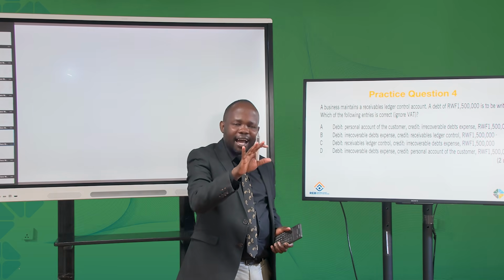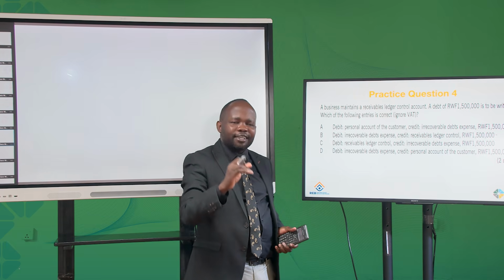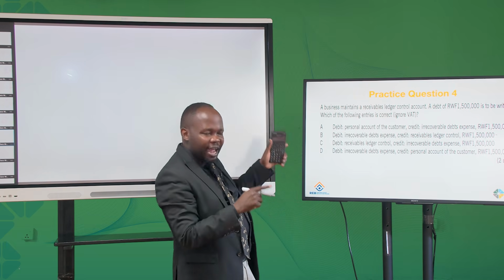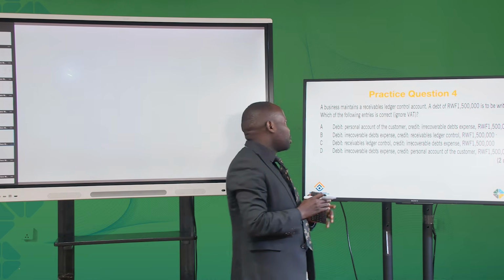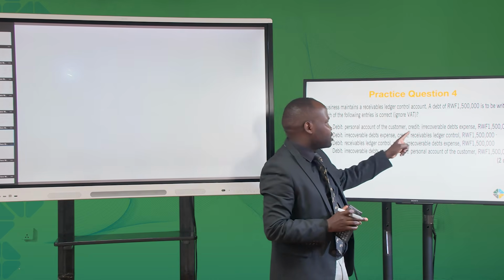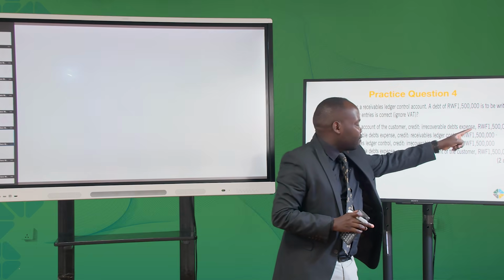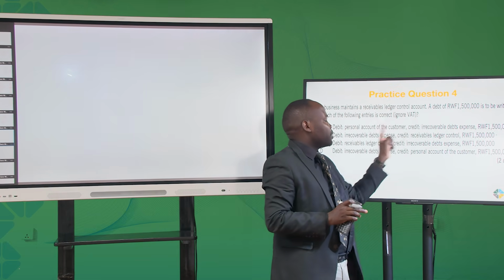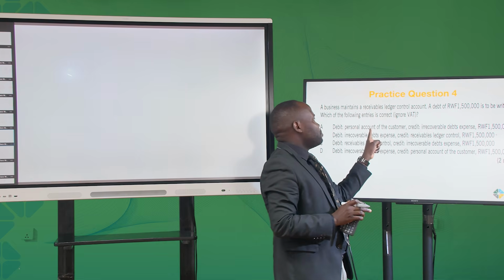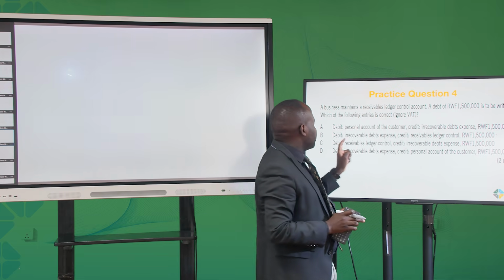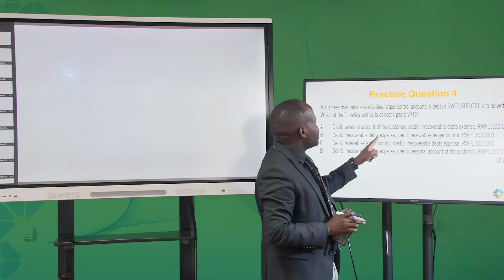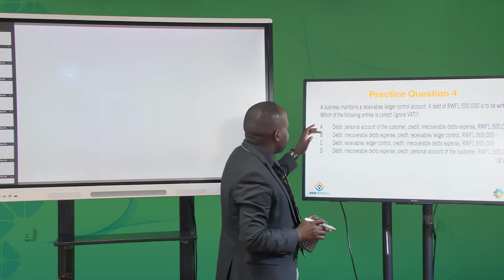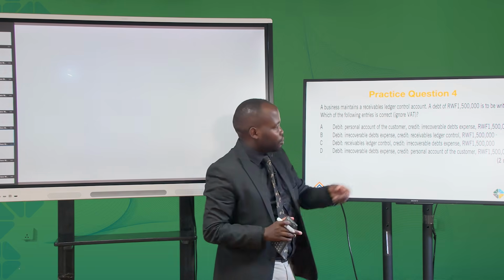Remember, receivables is an asset. When there is a reduction on an asset, we credit the asset. We credit the receivables and we debit the expense. Irrecoverable is an expense, so it should be debited, and receivables should be credited. Option B, irrecoverable debt expense, that's correct, and receivables credit, that's correct. So the correct answer is B.